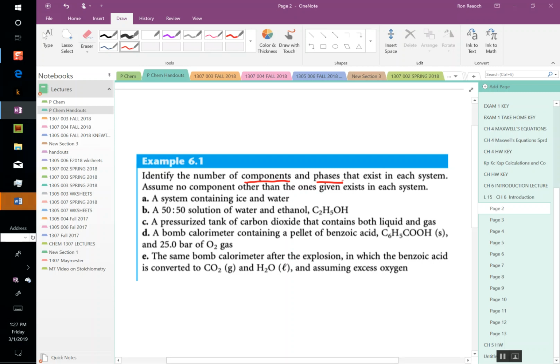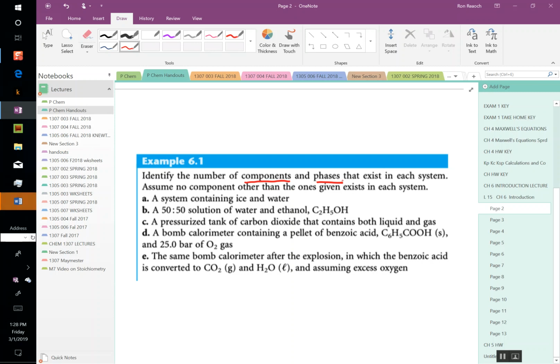But how many phases? Two. Dos, there we go. It's even multicultural. One of the very few Spanish words I know. A 50-50 solution of water and ethanol. Components? Two. And phases? One. Okay, so they're saying don't assume there's any vapor here. It doesn't mention vapor. A pressurized tank of carbon dioxide that contains both liquid and gas carbon dioxide: 1 component, 2 phases.